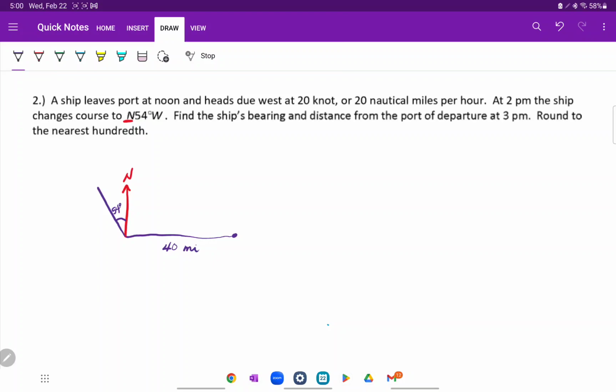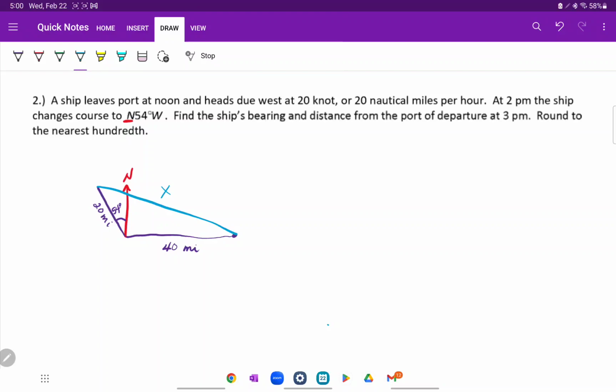We want to find the ship's bearing and distance from port of departure at 3 p.m. So that's an additional hour that's passed. And they've maintained this 20 miles per hour speed. So we have a distance of 20 miles on this side. And what we're asked to find is this distance here from port and what the bearing is from port at that time.